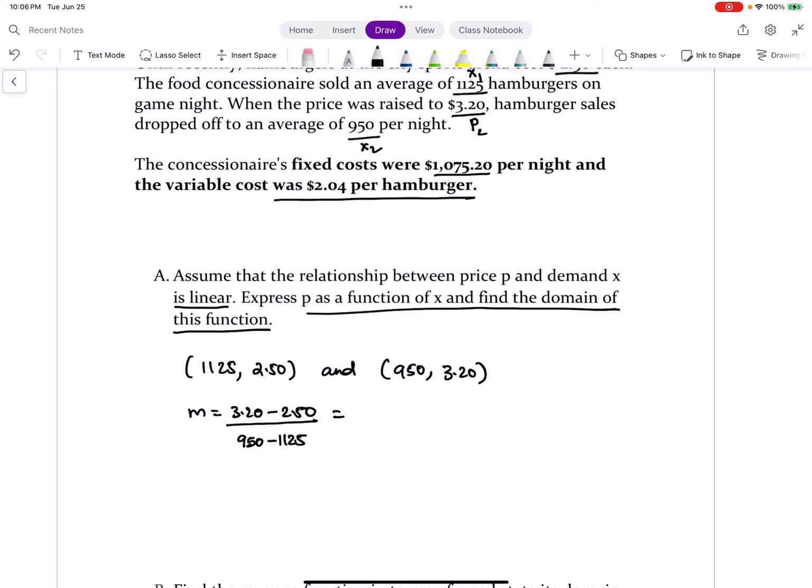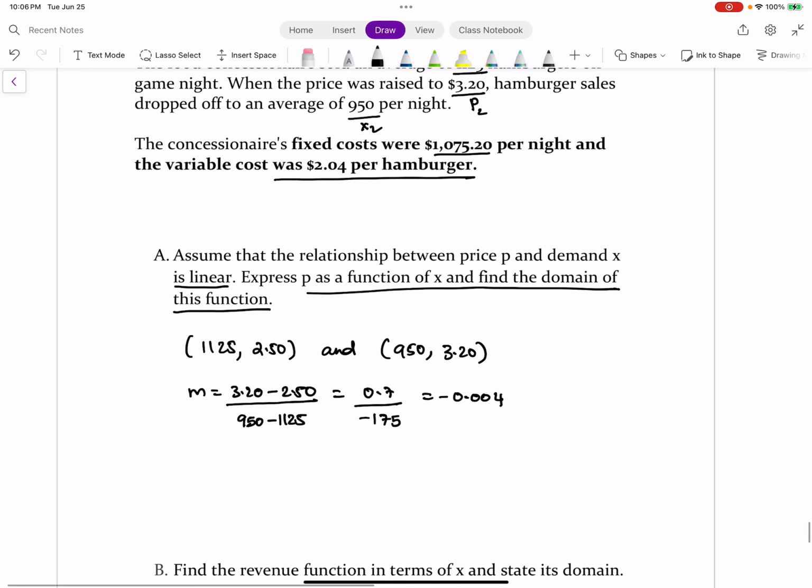So use your calculator. The top one, you'll get 0.7, and this one is negative 175. Let's use 0.7 divided by negative 175, which is equal to negative 0.004. That is the slope. Now, how can we find the equation? Remember, y minus y naught equals slope times x minus x naught. In our case, since the variable is p, p minus p naught is equal to slope times x minus x naught.